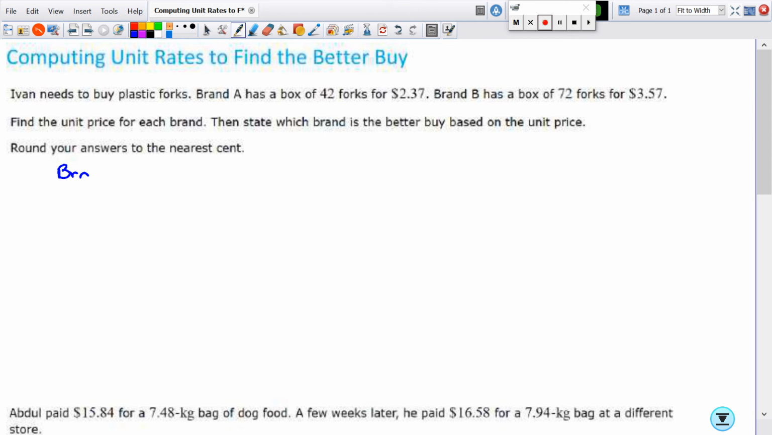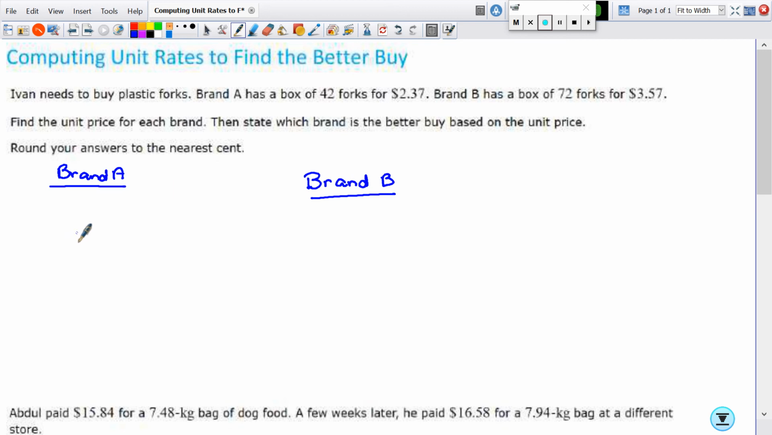Brand A has a box of 42 forks for $2.37. Brand B, I'm going to leave some work so I can work with these. Brand B has a box of 72 forks for $3.57. Find the unit price for each brand, then state which brand is the better buy based on the unit price. Round your answer to the nearest cent.